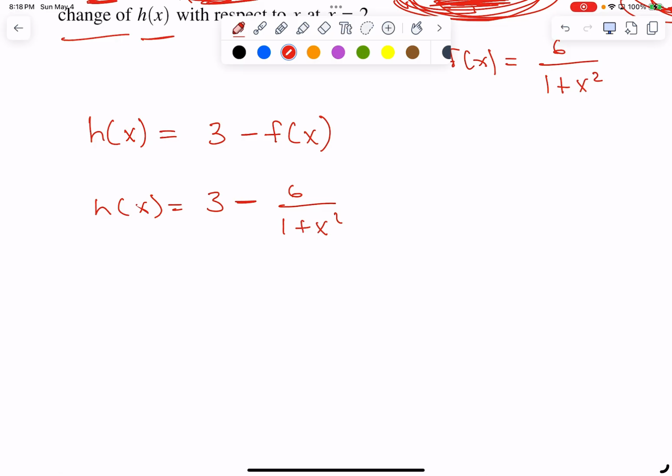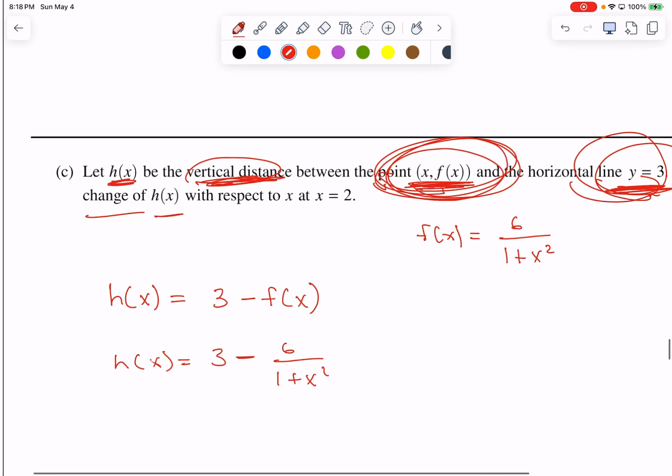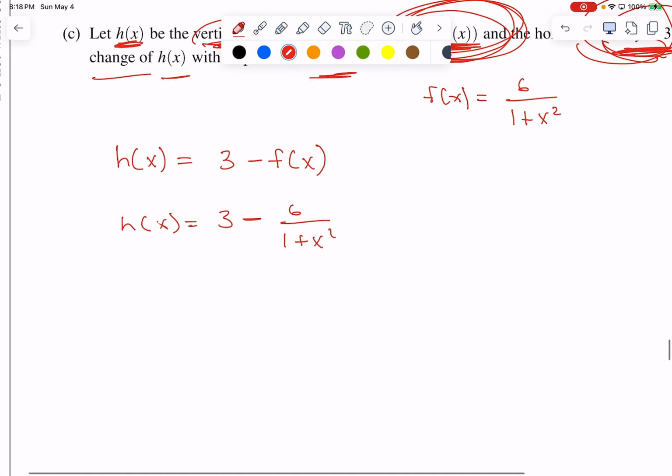All right, so now we're just going to find the derivative with respect to x. By the way, that was 1 point, just writing the equation, 3 minus 6 over 1 plus x squared. Guess what the next point's going to be? We got to do what first? Take the derivative, and guess what? You get a point for taking the derivative.